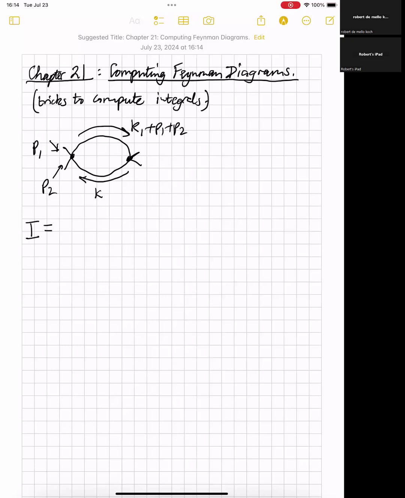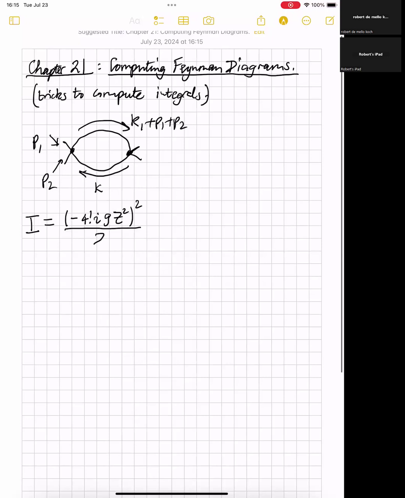Okay, so let's write down what this integral is. Let's call it I. So I will be equal to, there's two vertices, so we'll have a minus 4 factorial i, we will have a g, z squared, and this will be squared because there's two vertices. What's the symmetry factor? There's no closed lines. Those two vertices are not equivalent. There are no equivalent diagrams. But the two lines in the diagram are equivalent because they both start on the left vertex and end on the right vertex. So there are two equivalent lines, and we need to divide by a 2.